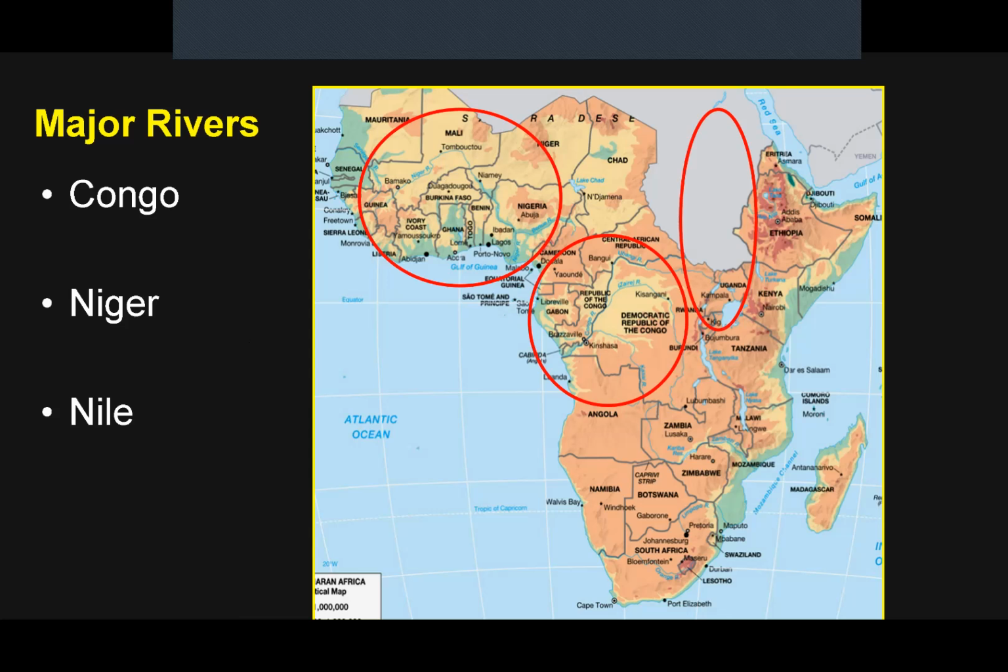The Nile starts in the highlands and makes its way, of course, to the Mediterranean. And that's the longest river in the world. And then in the southern part, we have the Zambezi River. So it drains the southern part. I did little circles for each of those.